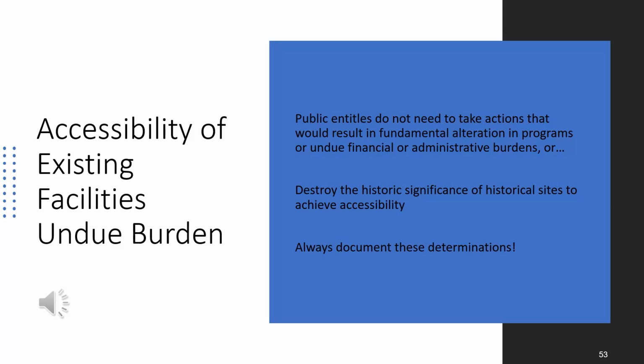Public entities do not need to take actions that would result in a fundamental alteration to a program or an undue financial or administrative burden, or something that would destroy the historic significance of a historical site to achieve accessibility. But as with technical infeasibility, it's exceedingly important to always document these determinations.